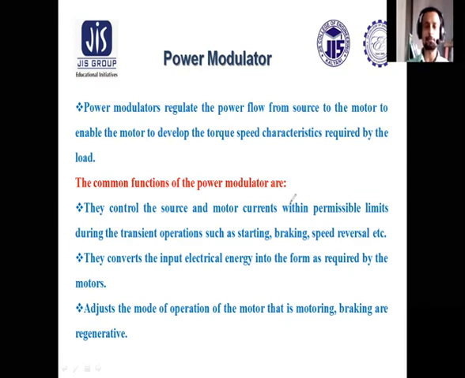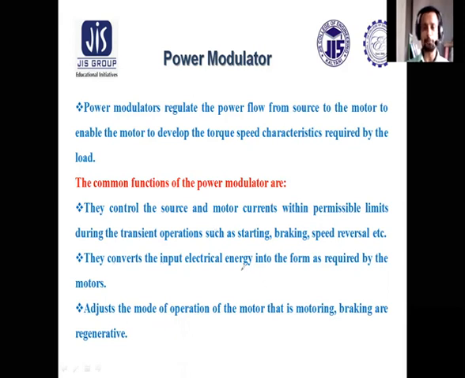What are the common functions of the power modulator? They control the source and motor currents within permissible limits during transient operations such as starting, braking, and speed reversal. That means at the time of starting, as you all know, a starter is needed to reduce starting current. At the time of starting or braking, a huge current could be drawn by the motor. The power modulator will reduce that to a safe value so that there is no damage to the equipment.